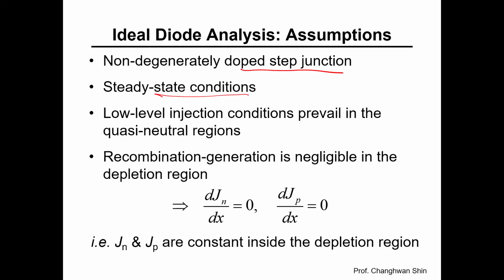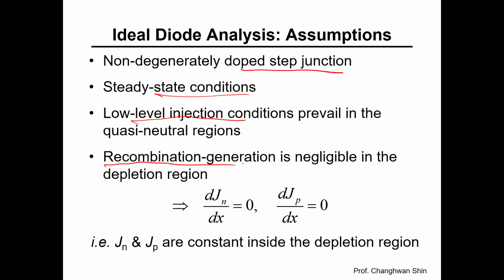Second, we assume steady state conditions. This means we are looking at the system after all transient effects have settled out, similar to analyzing water flow in a pipe after the faucet has been opened for a while. And third, we assume low-level injection conditions in the quasi-neutral region. This means the injected minority carrier concentration is much smaller than the majority carrier concentration. Like adding a small amount of salt to a larger pot of water, it doesn't significantly change the overall concentration.